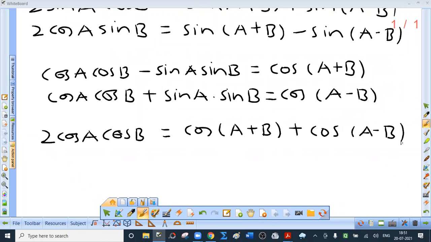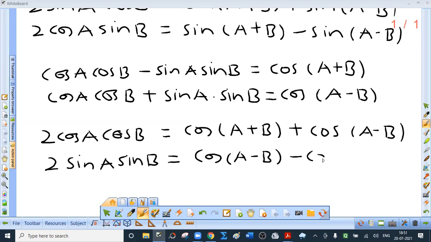Now next part, from second subtract first. If you subtract second from first, you get minus 2 sin A sin B. But generally we remember 2 sin A sin B equal to, and not minus 2 sin A sin B. That is not wrong. Subtract first from second. So that gives me 2 sin A sin B. See, I have subtracted 1 from 2. So it is cos of A minus B minus cos of A plus B.